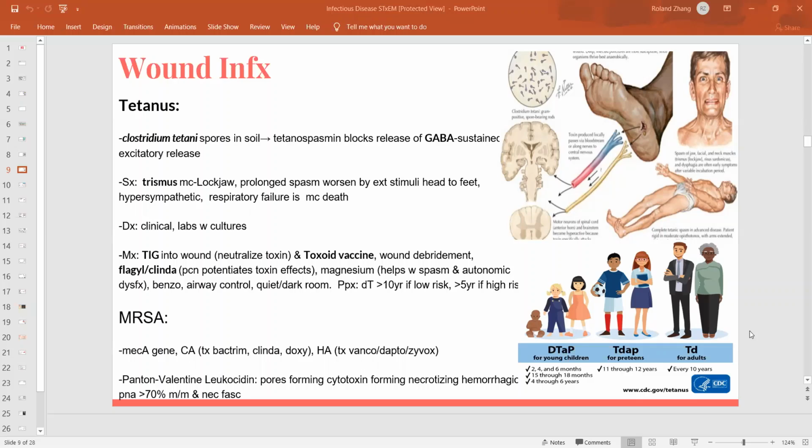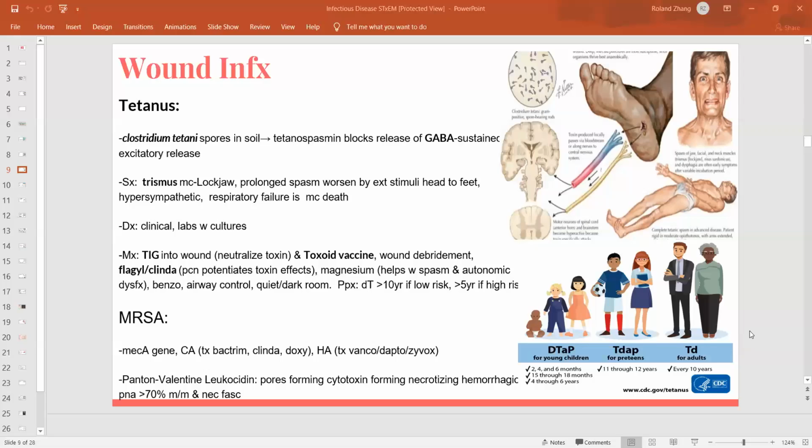So MRSA is pretty prevalent now in the community, and what we worry about, just like necrotizing infection with strep and staph, is that MRSA can cause the syndrome we call Panton-Valentine leukocidin toxin syndrome, where it causes severe cytotoxicity and necrotizing hemorrhages, particularly in the lung. When they do have this, there is almost 80 to 90% mortality, and it could cause necrotizing fasciitis too.